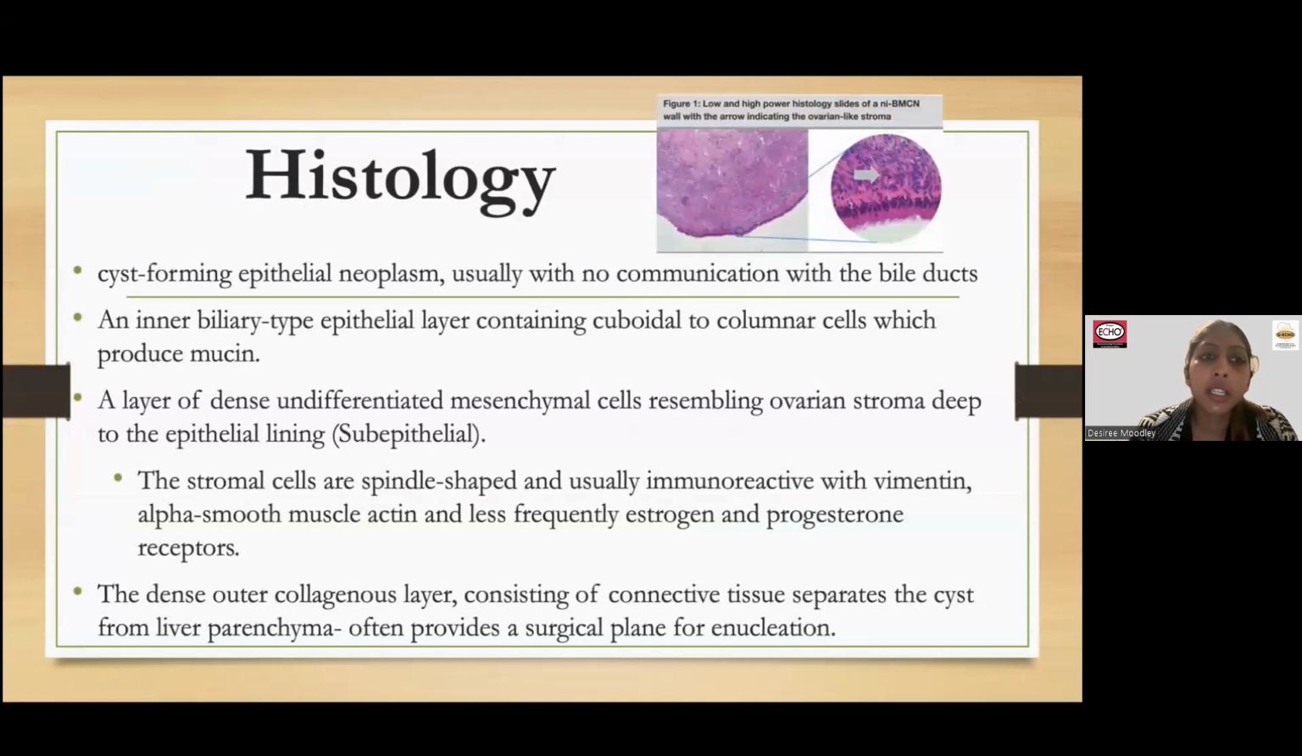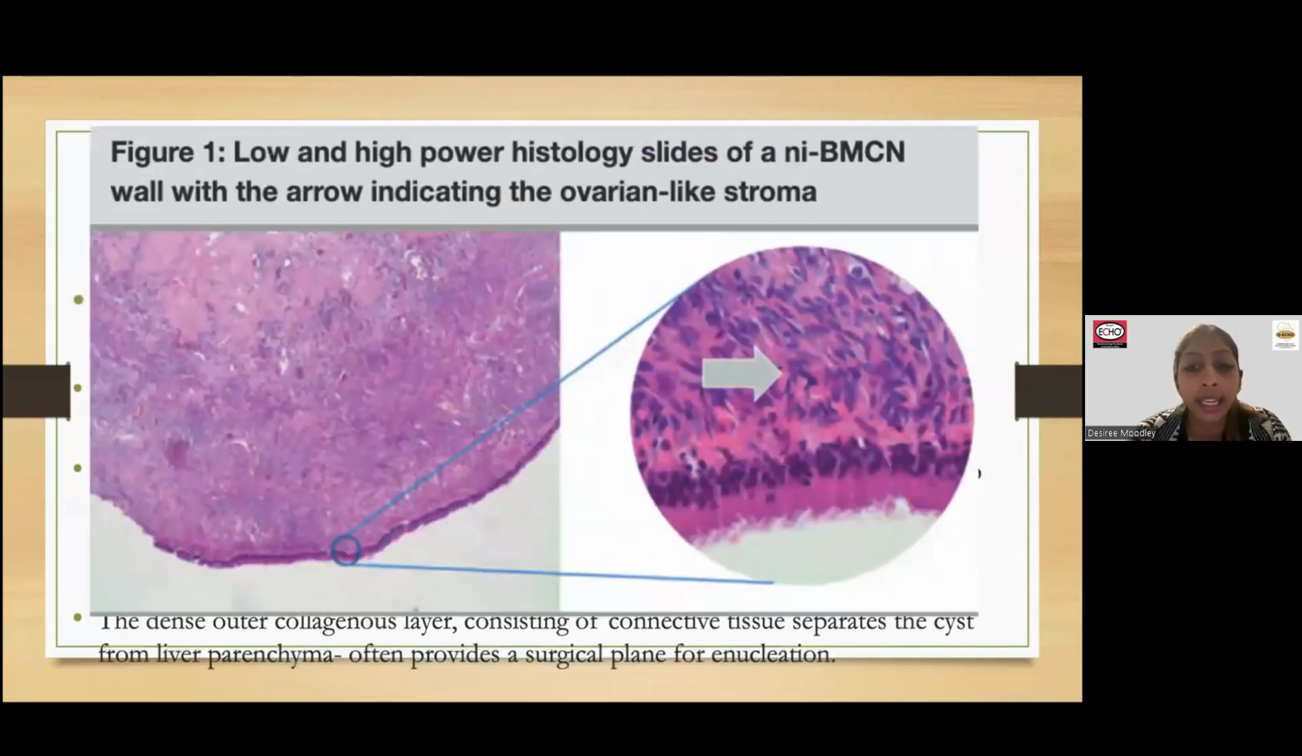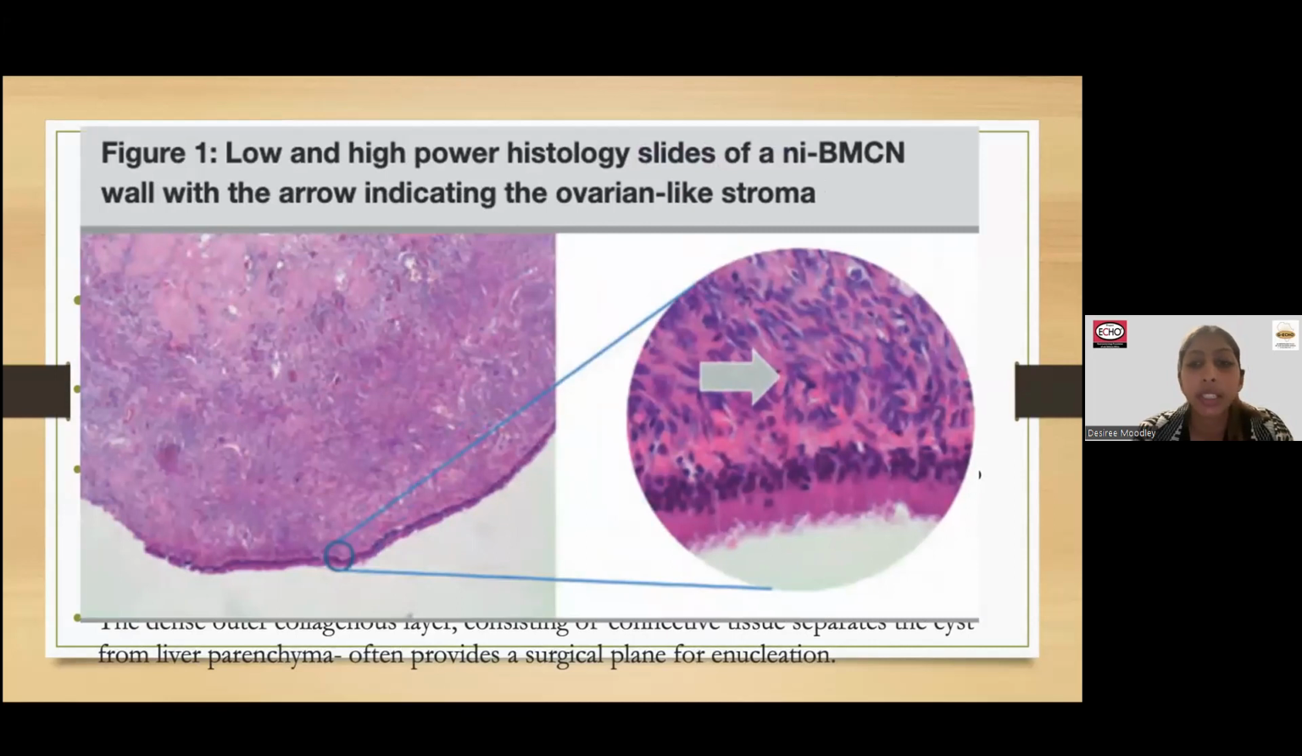So as I mentioned, you get a cyst-forming epithelial neoplasm. The inner lining is cuboidal columnar cells, which produce mucin. This is lined by the subepithelial layer of the ovarian stroma, and then your dense collagenous layer on the outside. That's made of connective tissue. So this separates the cyst from the liver parenchyma, and it can actually provide a surgical plane for enucleation.